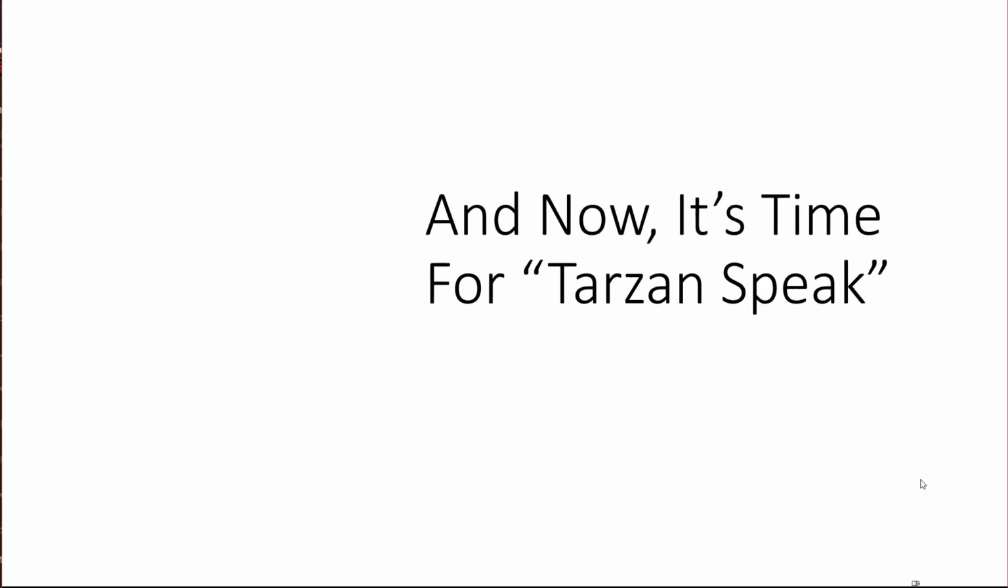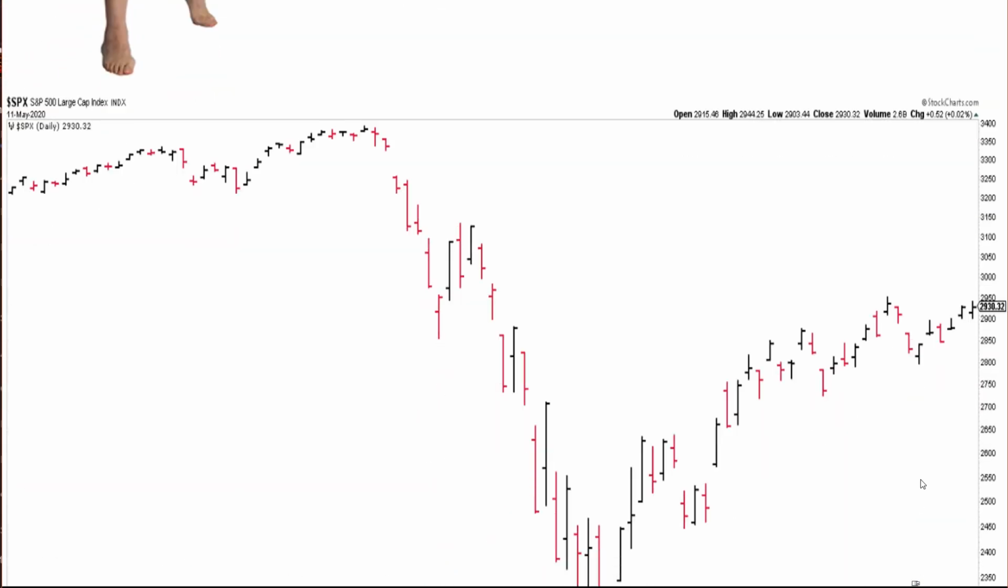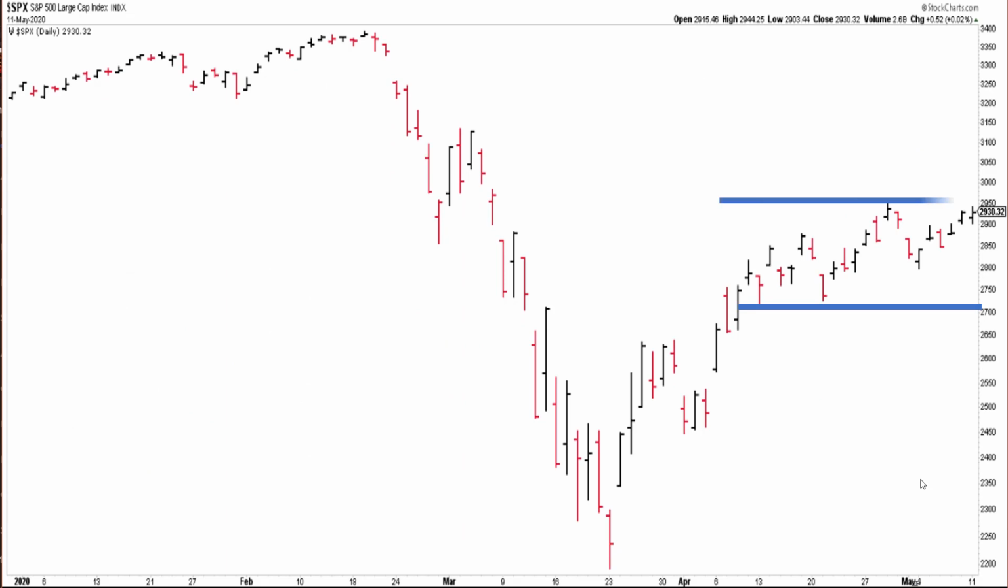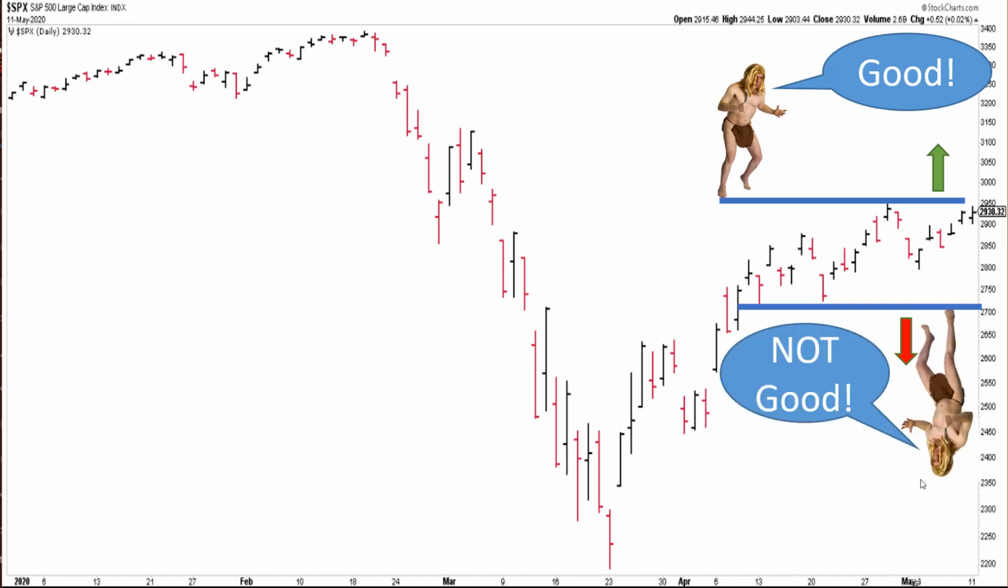And now I want to add a new feature to the presentation. It's what I call Tarzan speak. So with the S&P stuck in a bit of a trading range, if we break out of that trading range and hold, in Tarzan speak, good. Now, if we break out of the bottom of the trading range, in Tarzan speak, not good.